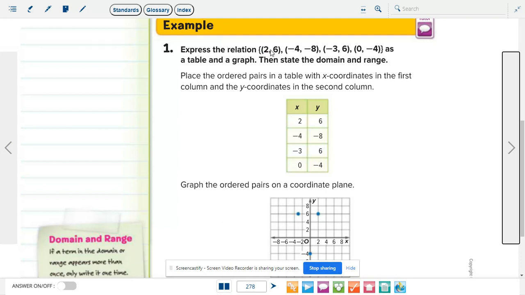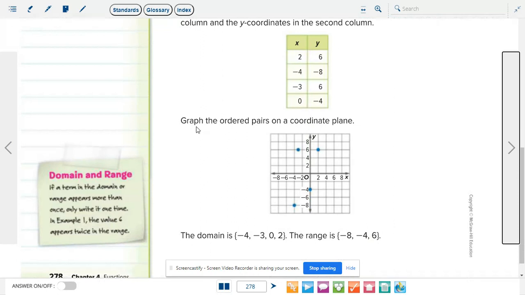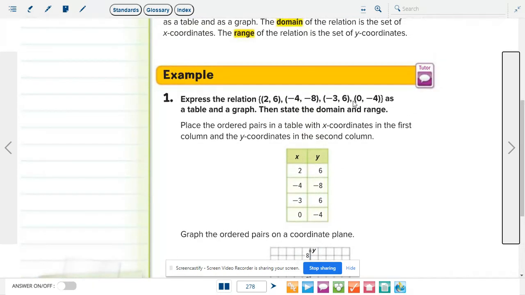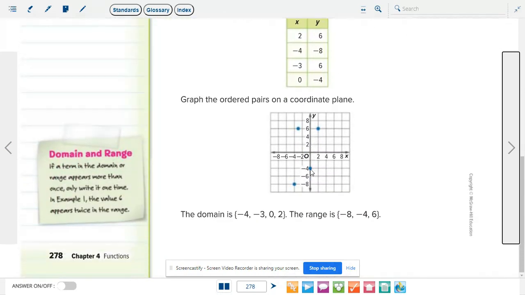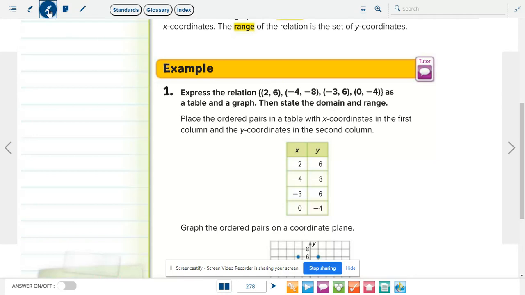Express the relation 2, 6, -4, -8, -3, 6, and 0, -4 as a table and a graph. So look, they wrote it as a table. Pretty simple, right? You just pop those coordinate pairs or ordered pairs into this table. That's all you have to do is draw that table. And then graph the ordered pairs. Well, you're going to have to make yourself a graph and plot these original ordered pairs on this graph. And the last part of this said state the domain and range. Well, we got our domain.